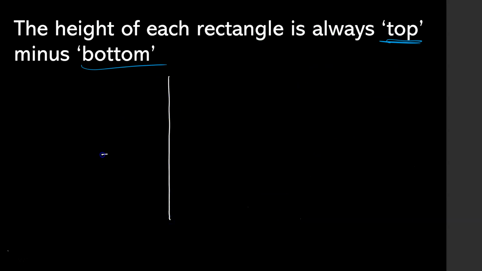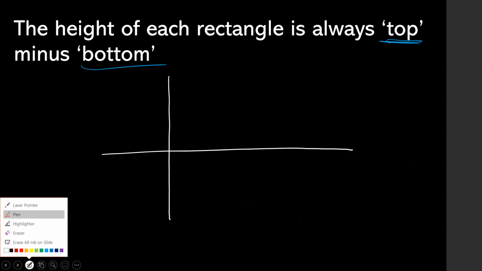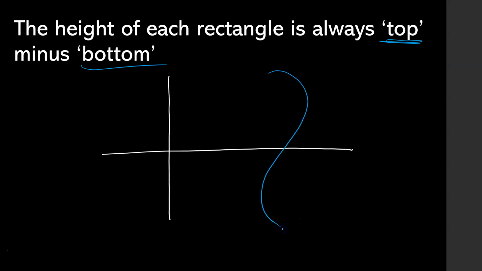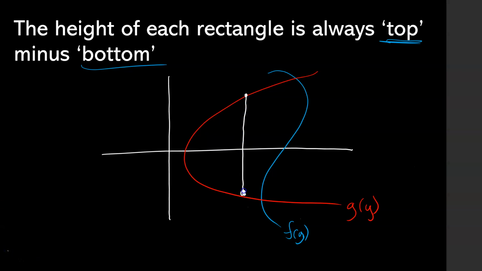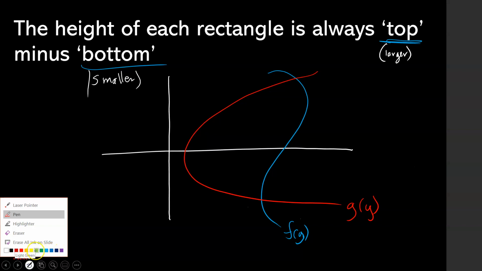So what if you had this f of y and this g of y? Well, you can't really do actual top, meaning vertically higher to vertically lower. That doesn't work. So in this case, top kind of means larger, and bottom means smaller. And so if we had drawn a representative rectangle, that rectangle would go horizontal.